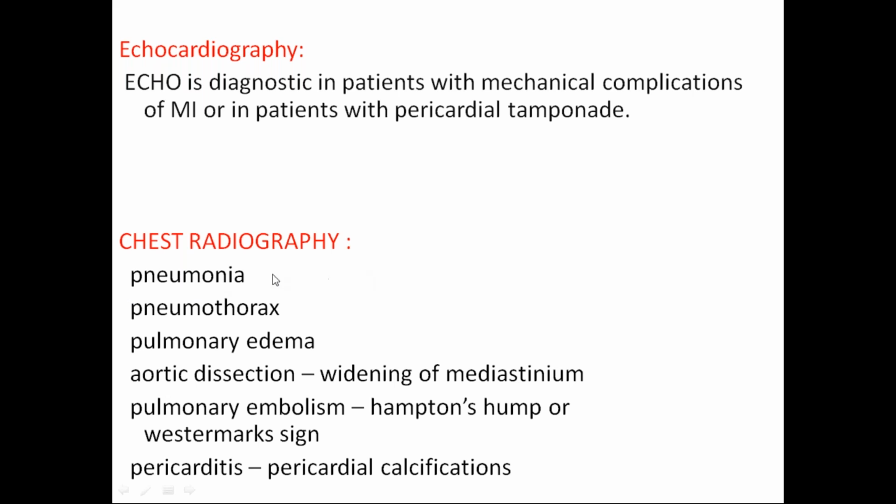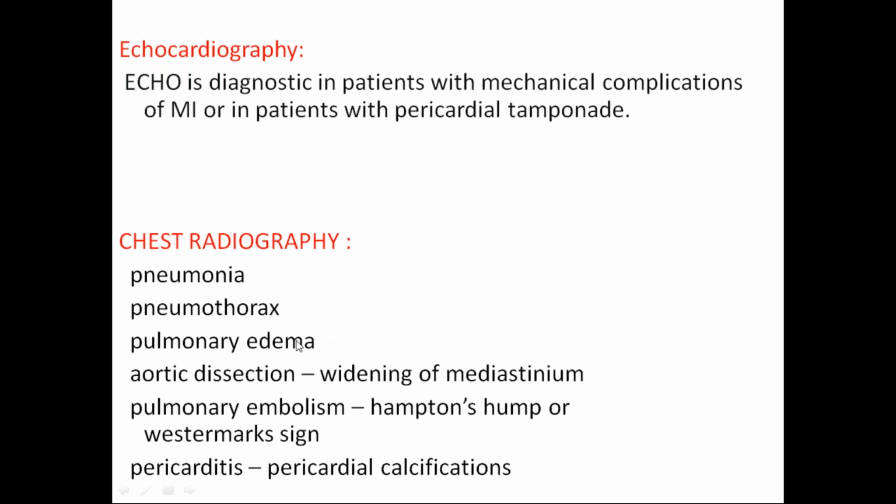It is called regional wall motion abnormality, RWMA. In chest radiography, in pneumonia, you can easily see consolidations and air bronchograms. And in pulmonary embolism, very important, three signs are there in the chest radiograph: Westermark sign, Hampton's hump, Palla's sign. These three signs I will show in the radiograph in next slides. These three signs are very important.